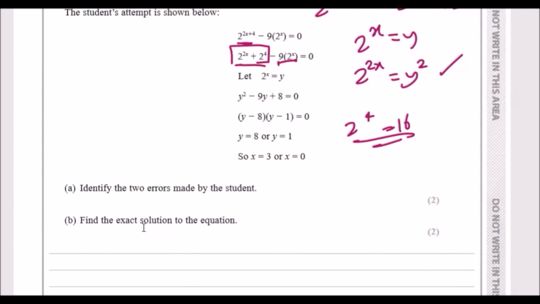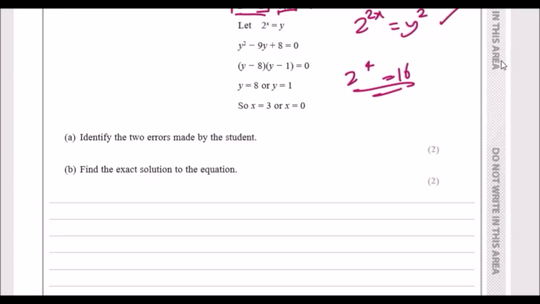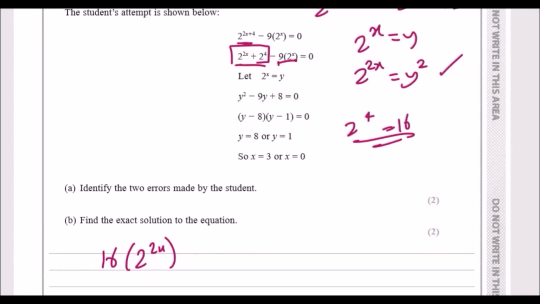Now, B, find the exact solution to the equation. So I think let's do this ourselves carefully. Yep. So if we're going to use all the things we used incorrectly, going back to the first equation, we're going to split this up into powers. So it'll be 2 to the power 2x times 2 to the power 4. 2 to the power 4 is 16. So we have 16 bracket 2 to the power 2x minus 9 times 2 to the power x equals 0.